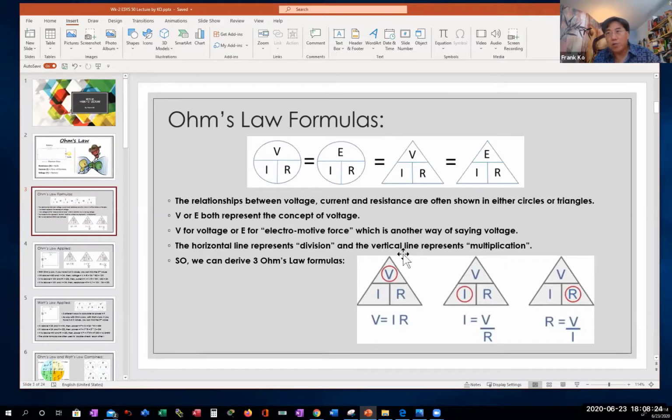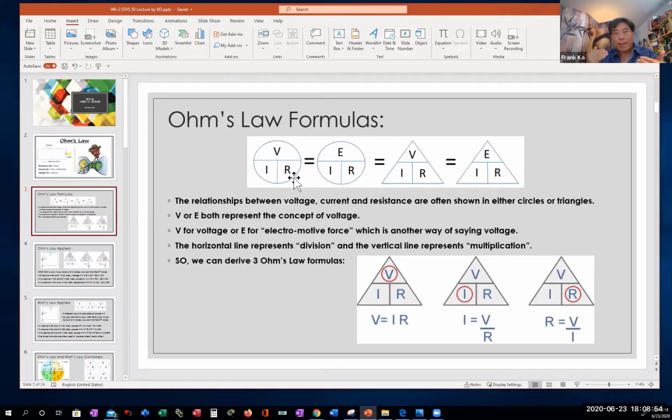So from one circle formula, one triangle formula, you can derive three different equations. All you need are two quantities out of three in order to calculate the remaining quantity. Notice also at the top of this frame, in the two circles on the left side, the first circle says V equals I times R, but take a look at the second circle. The second circle says E is equal to I times R.